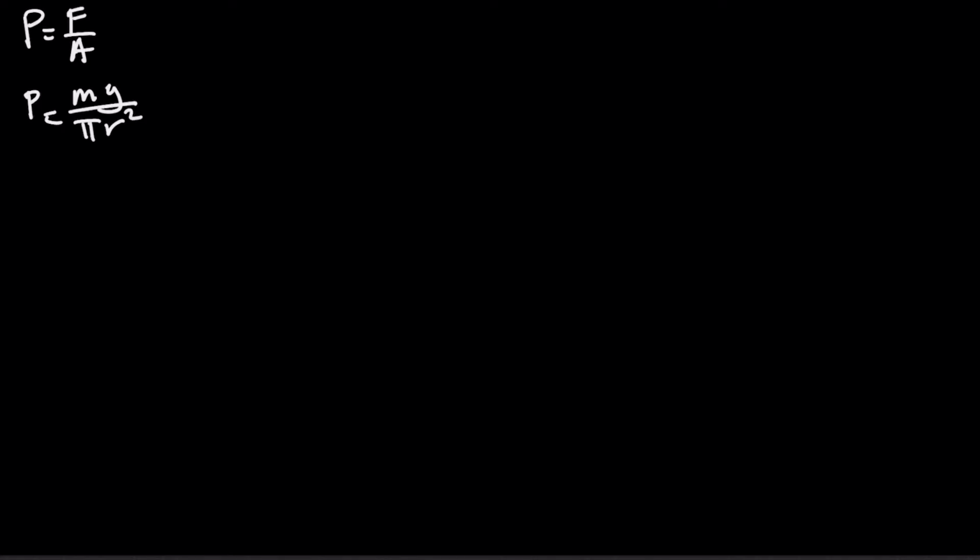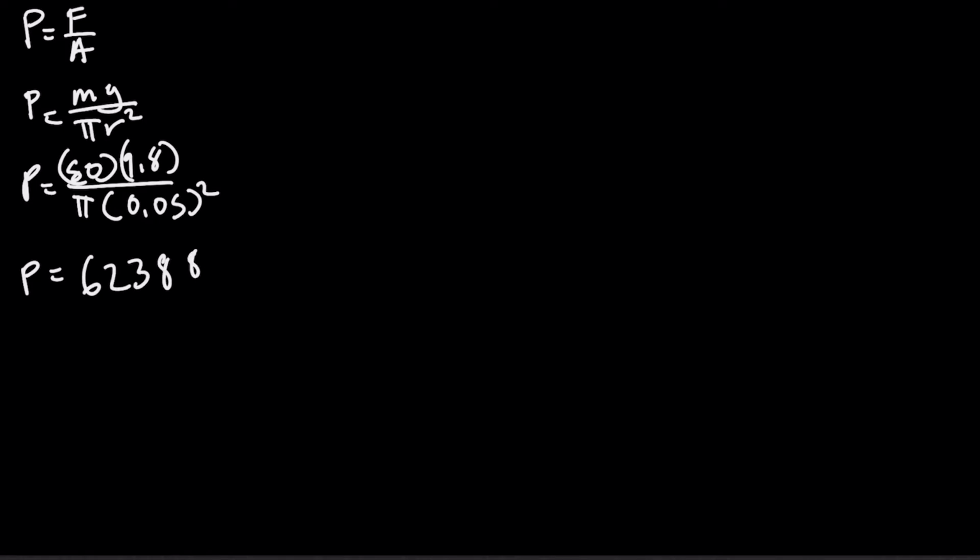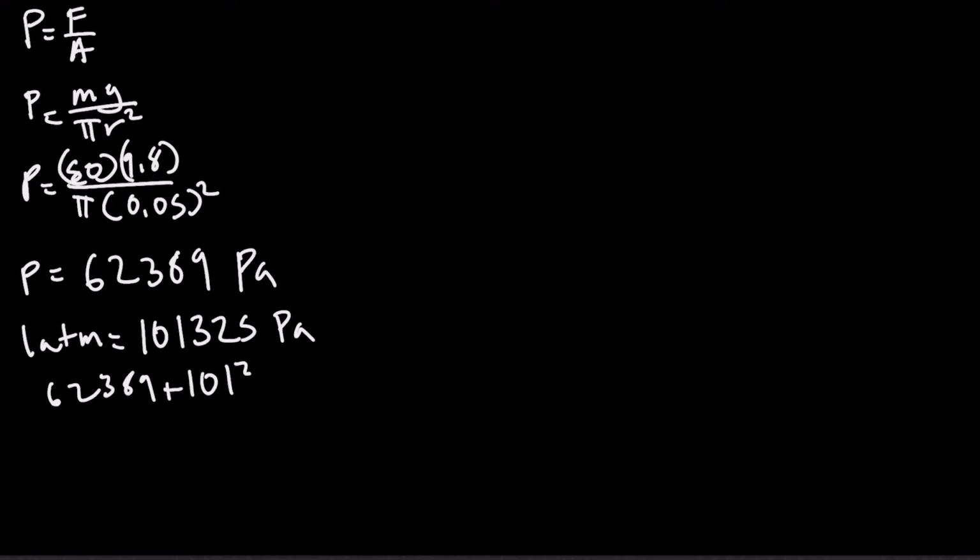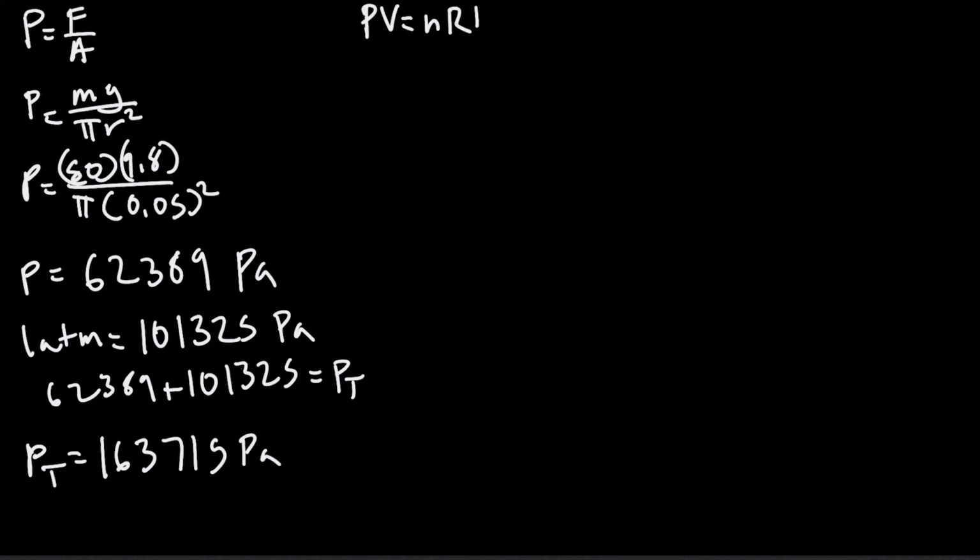First, pressure. Pressure can be found by a force over an area. This force over area being the force of gravity over the area of our piston. Our area for our piston being pi r squared, so that gives us a pressure of 62,389 pascals. But there's also that 1 atmosphere above the piston that's also pushing down on it, adding to the pressure. 1 atmosphere is equal to 101,325 pascals. Adding those two pressures together, we get our total pressure of 163,715 pascals.